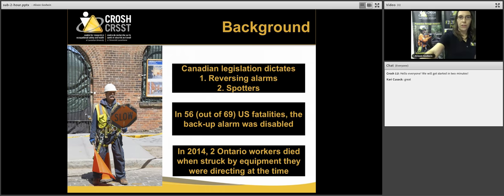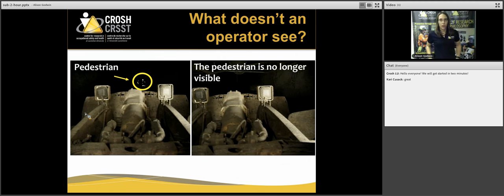So what doesn't an operator see? A lot of my initial work was around this idea of what can't be seen from the operator's position. The pictures that you're looking at on the screen right now are from that underground mining machinery, the LHD. On the left, you can see that there is a pedestrian out in front, and their reflective clothing is highlighted. But as soon as that machinery moves a few feet forward, we can see that the pedestrian's location is now obscured or obstructed by some part of the machinery, in this case, either the extending cylinder or the light bracket. And so you can get a feel for how limited line of sight is in the underground environment.